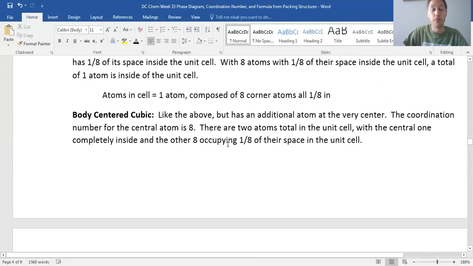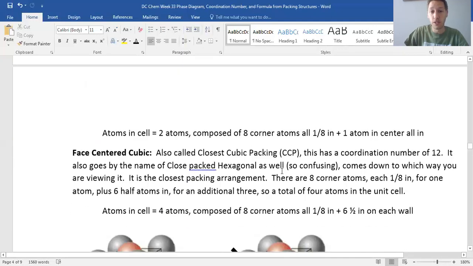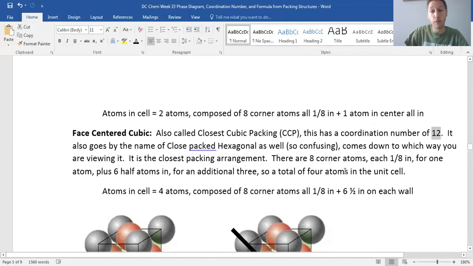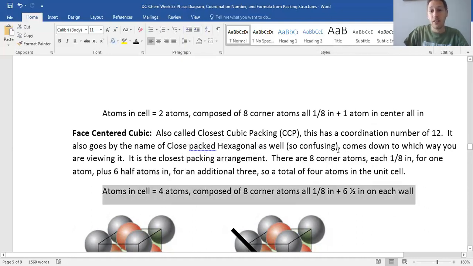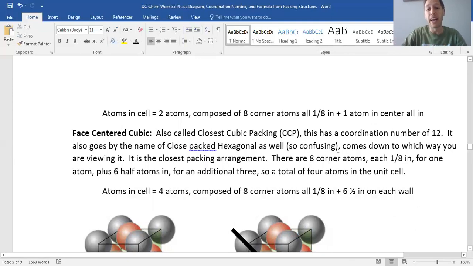Body-centered cubic, coordination number is 8. Every atom touches 8. And then we're going to have 8 corner atoms plus the middle one. Face-centered cubic, we're going to have a coordination number 12, which means every atom touches 12. It's got 8 corner atoms in the unit cell, 6 half atoms, so a total of 4 atoms inside the unit cell. This one tends to be the most tightly packed, so it has the least amount of empty space inside of it.